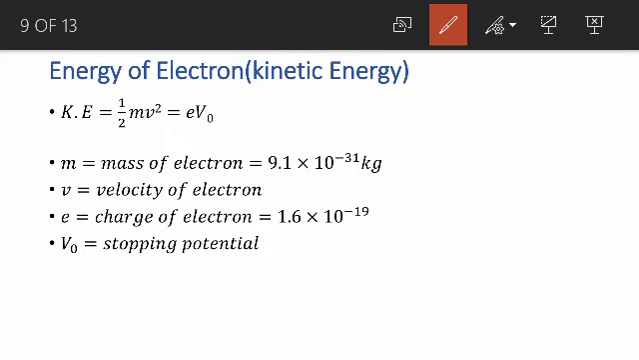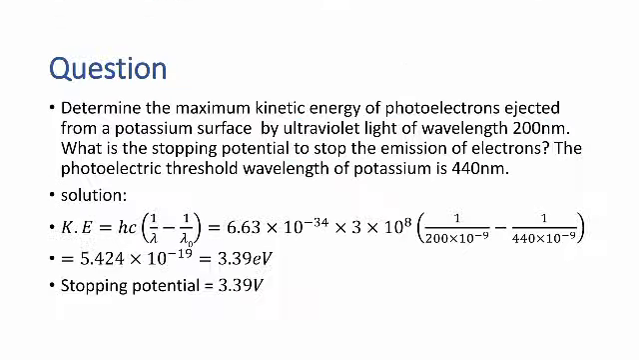Kinetic energy of electron actually has the formula half mv squared, or you say eV, electron volts. Now, your m there stands for mass of electron, which is a constant value, 9.1 times 10 to the power minus 31. The v, small v there, is the velocity of electron. e is the charge of electron, which is also constant, 1.6 times 10 to the power minus 19 coulombs. Coulombs is the unit. Then V naught is the stopping potential, which is the potential required to stop the electrons from motion.